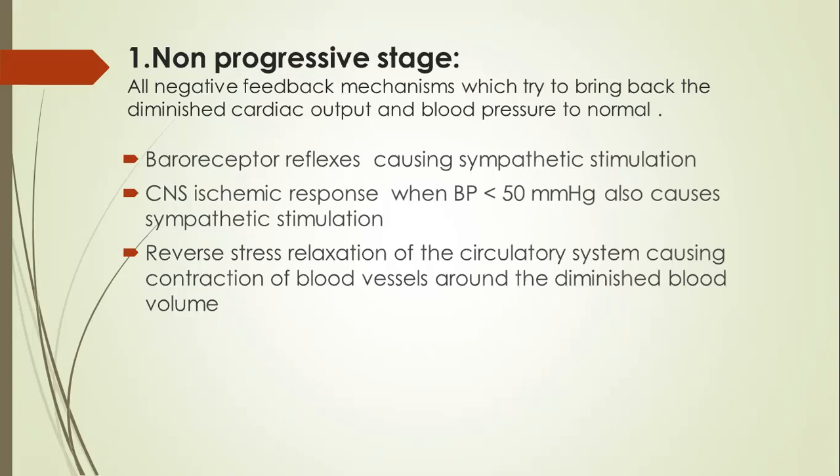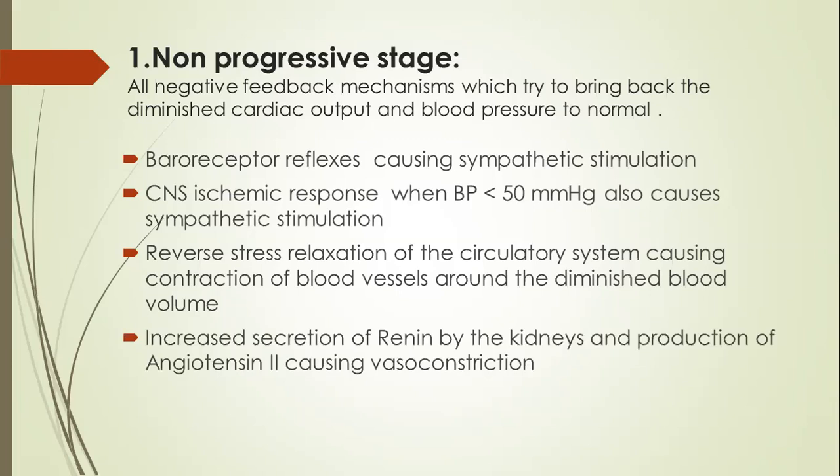Then comes the reverse stress relaxation. So what is this mechanism? Suppose there is an area with diminished blood volume. In this particular area, the circulatory system will be activated with this reverse stress relaxation, and due to that, there will be contraction of the blood vessels. Due to this contraction of the blood vessels, the part which has diminished blood volume will get more blood volume. So this is one mechanism to protect against tissue damage.